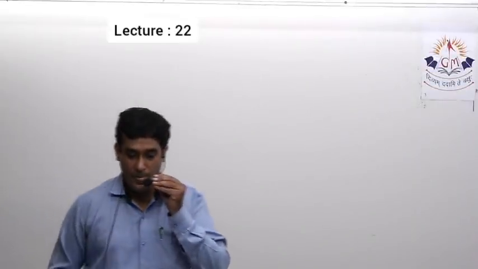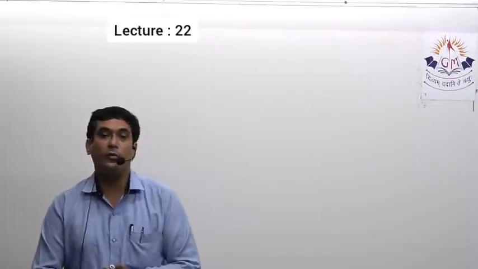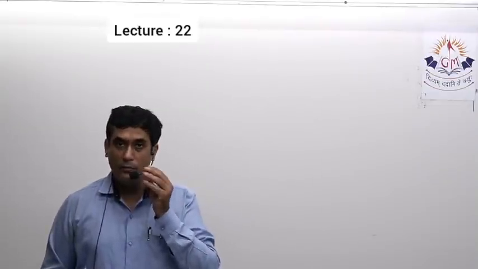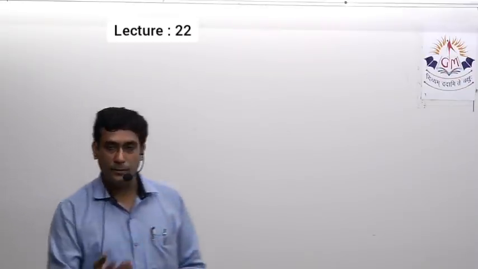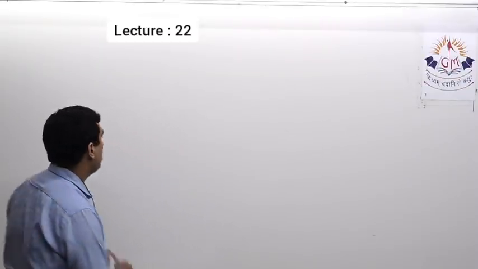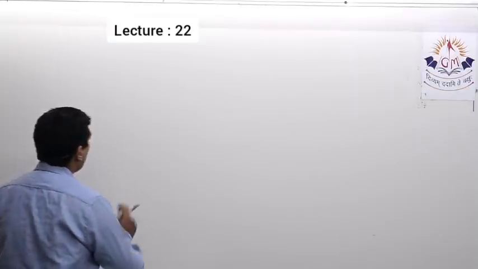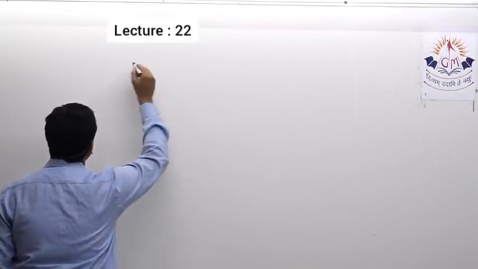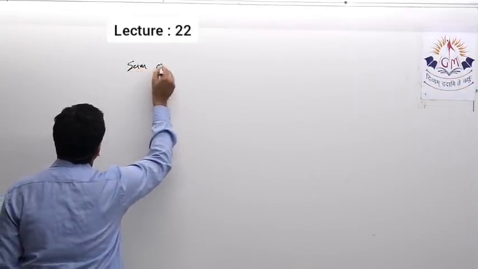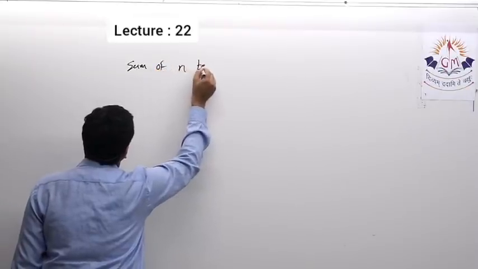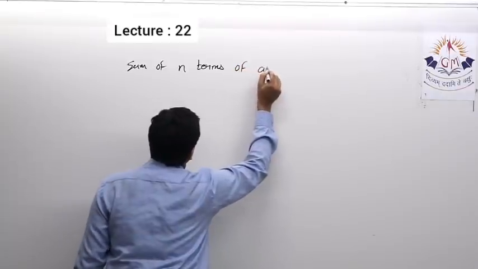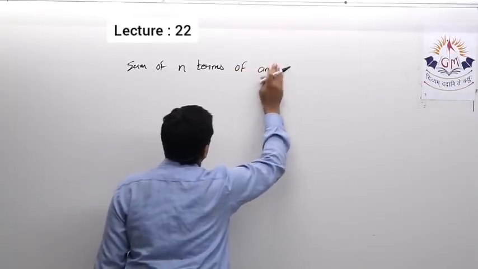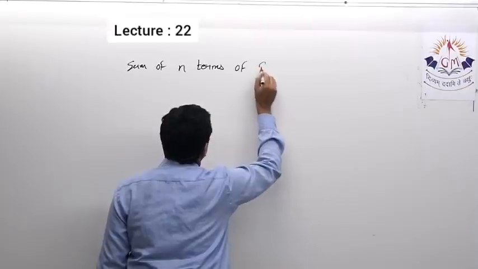Hello friends, now in this lecture we'll see how to find the sum of n terms of a finite AP. As I am saying n terms, it shows it's a finite AP. It means it has a fixed number of terms. So let us see how to find the sum of n terms of a finite AP.